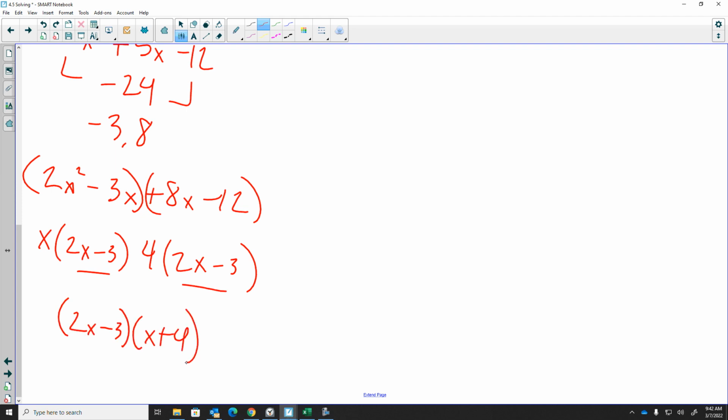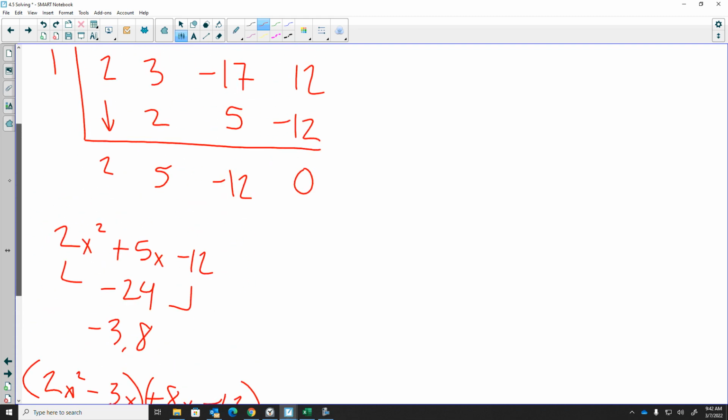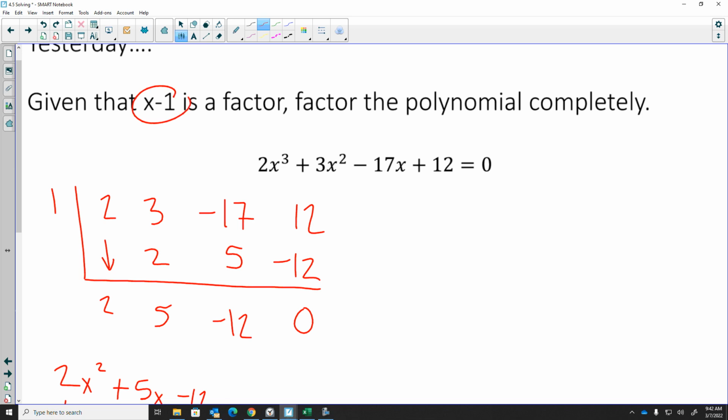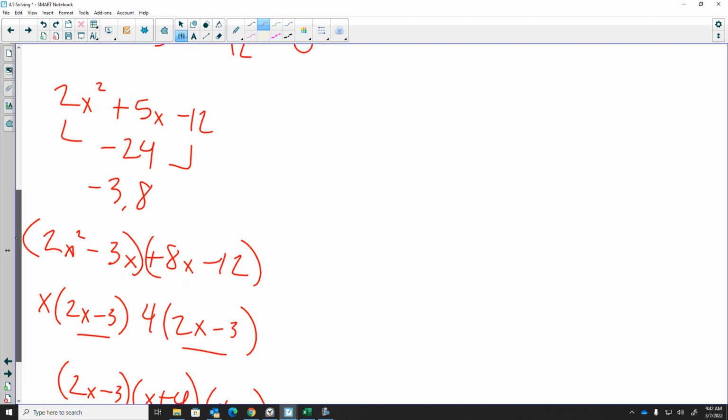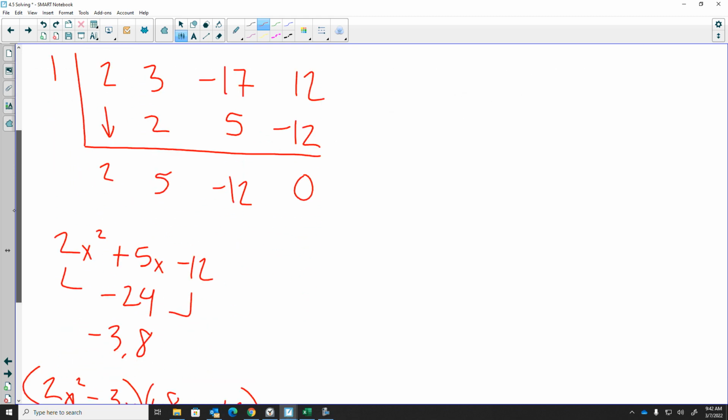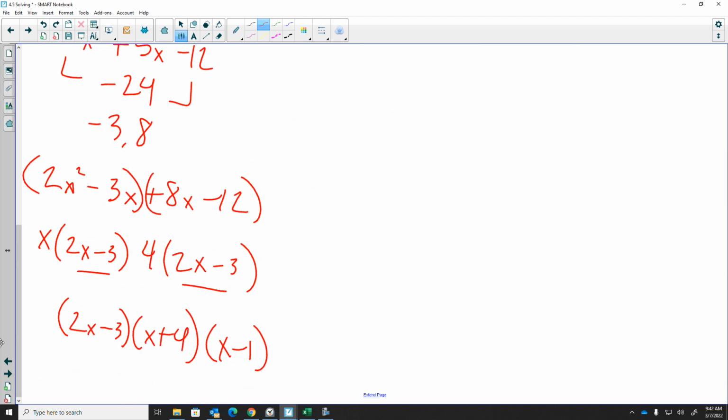And what do I need to add on there? The factor that it gave me, which is x minus 1. All right, we good with that? That's what we did last week. We did that on Friday. We've been doing a lot of factoring. So the factored form of this thing is this, okay? Now here's where it's going to be new. Here's where it gets a little bit different. That just asked me to factor. What is it, 2x minus 3, x plus 4, x minus 1?